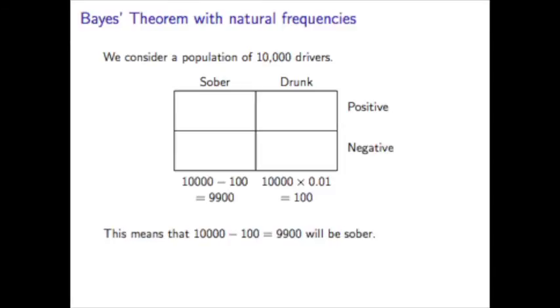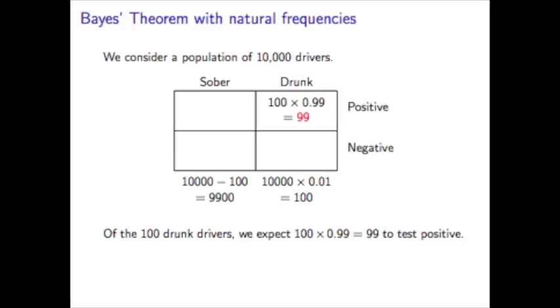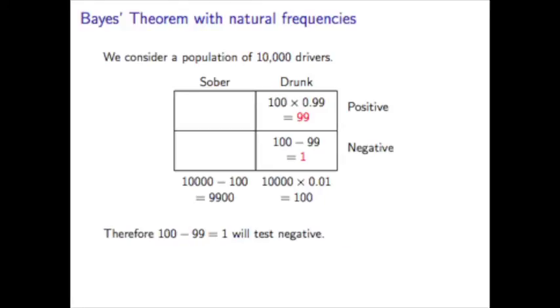That means that the remaining 9,900 drivers in the population will be sober. Next we ask, of the 100 drunk drivers, how many will test positive? The test has a 99% accuracy rate when applied to drunk drivers, so 99 out of those 100 will test positive. Obviously, this means that out of the 100 drunk drivers, one will receive a false negative test.